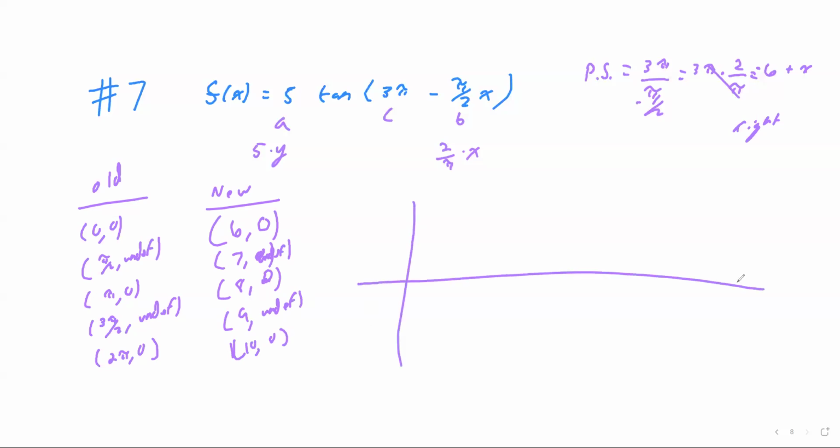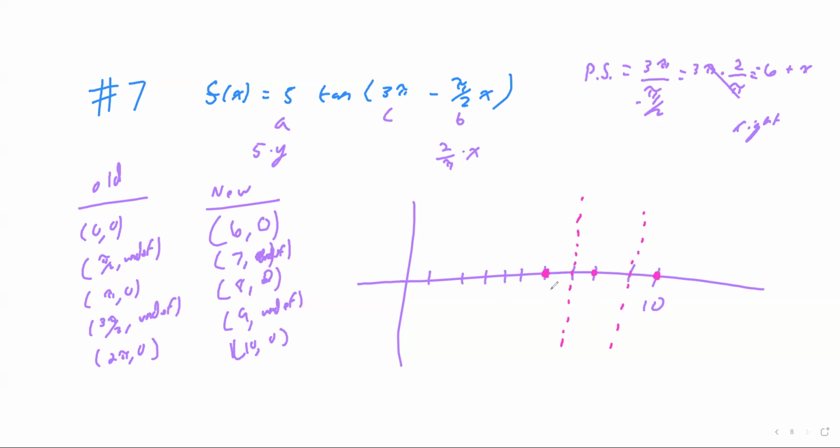So when I graph this, go by 1. So 1, 2, 3, 4, 5, 6, 7, 8, 9, 10. So I go to 6. 1, 2, 3, 4, 5, 6. And I have a 0. 7's undefined. 8's a 0. 9's undefined. 10 is 0.